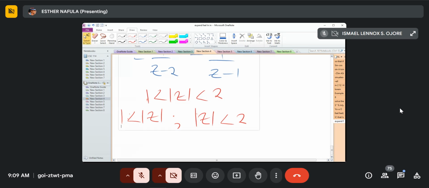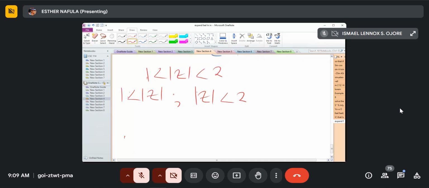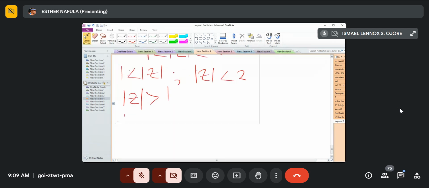Let's first work on the first part. We have 1 less than modulus of z. If you rearrange, it's the same thing as modulus of z greater than 1. But we need this to be less than 1. So what do we do? We reciprocate. So we have modulus of 1 over z is less than 1. We are done. It's in the right form. For the second part, modulus of z less than 2, we need less than 1, so divide through by 2. You have modulus of z over 2 less than 1.